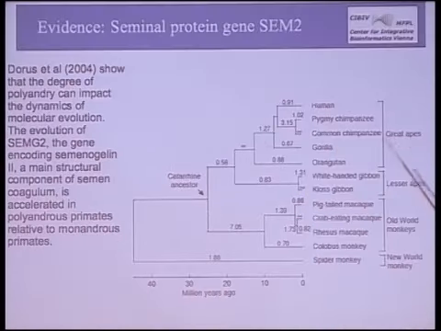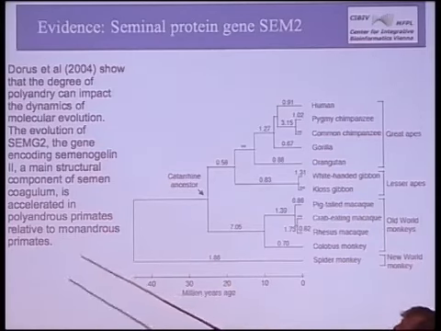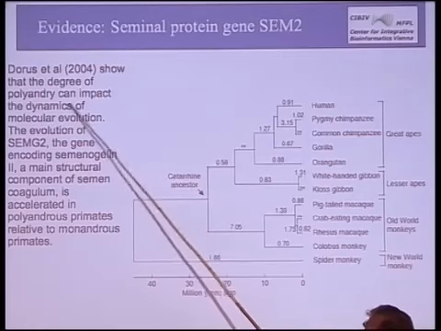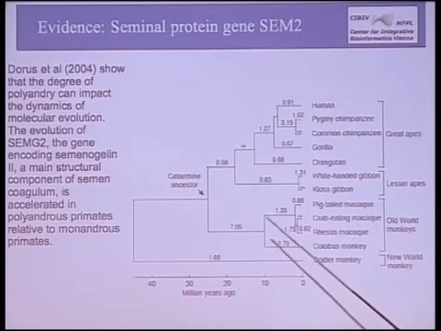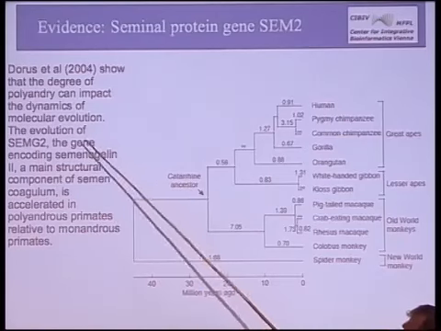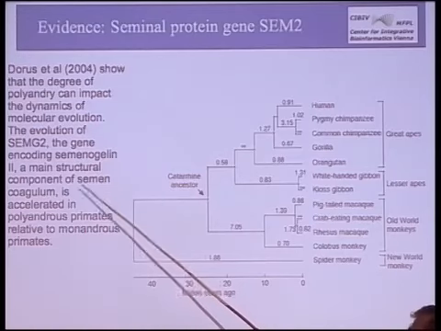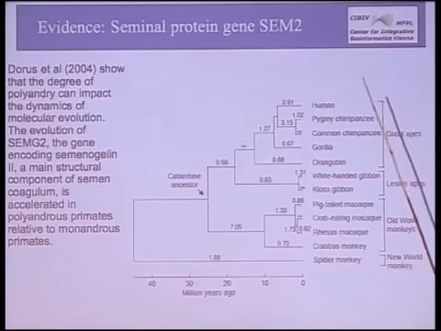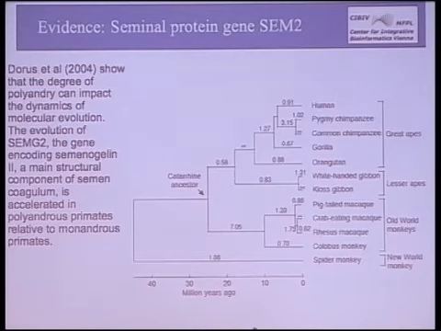And it gets better, actually. Dorus et al. actually used the table to show that the degree of polyandry can also impact the dynamics of molecular evolution. They studied the evolution of SEMG2, the gene encoding semenogelin 2, the structural component of the semen coagulum. And that is accelerated in polyandrous primates relative to its monandrous counterparts.